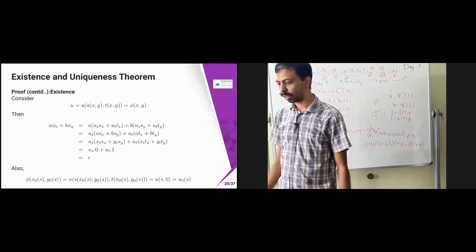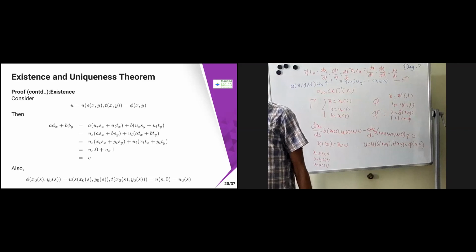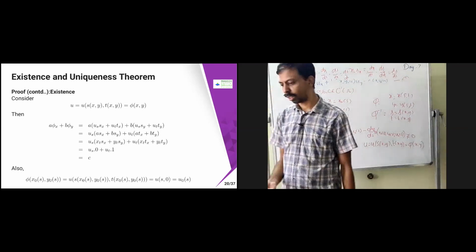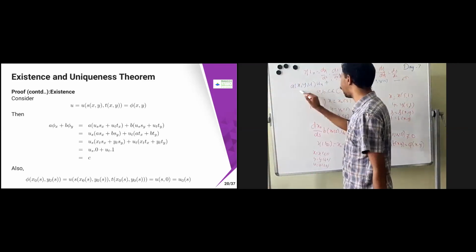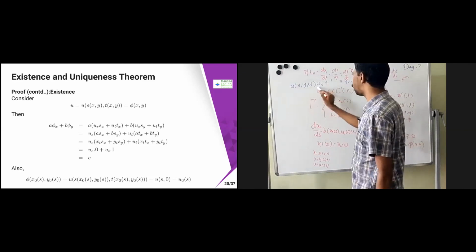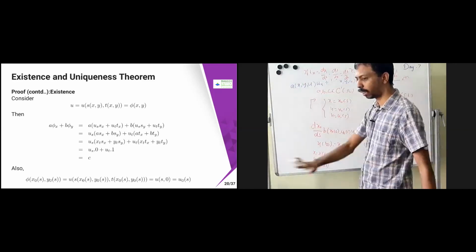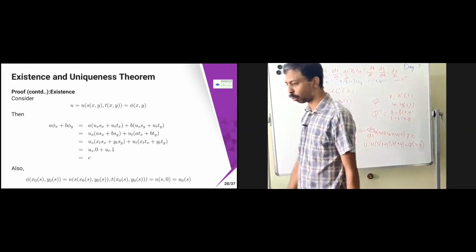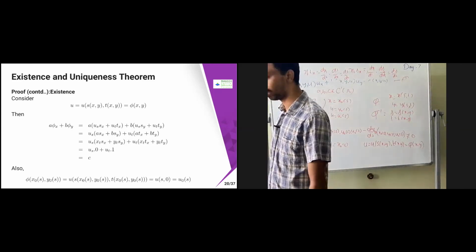So that means what? φ(x,y) is a solution of the quasi-linear equation, because a into φ_x plus b into φ_y equals c. That means φ is a solution of this quasi-linear PDE. That's all. Therefore, I found a solution. φ is nothing but my solution.